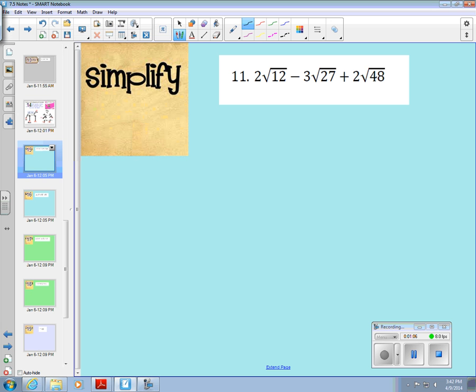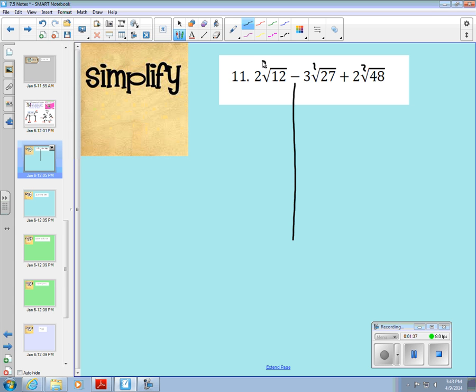So moving on to our first example, let's look at number 11. We have 2 root 12 minus 3 root 27 plus 2 root 48. Notice that none of these have an index stated, so we know that they're all indexes of 2. That gives us a hint that we can add these together. It looks like we're actually going to have to simplify what's underneath the radical for us to be able to add these terms together.